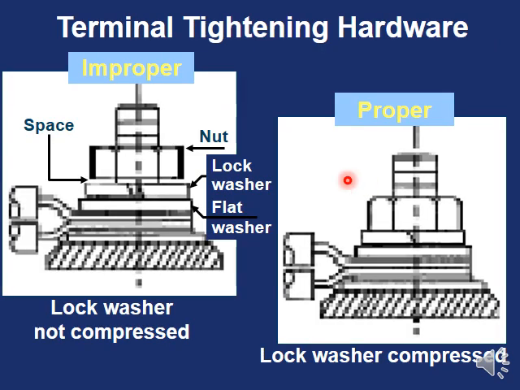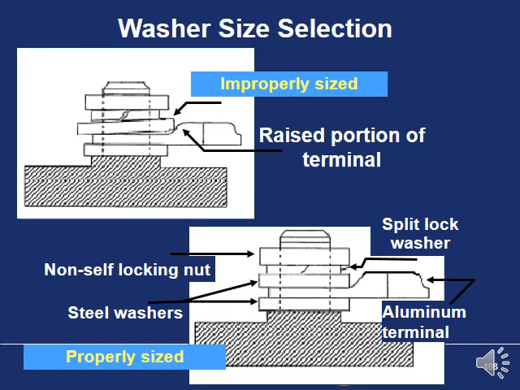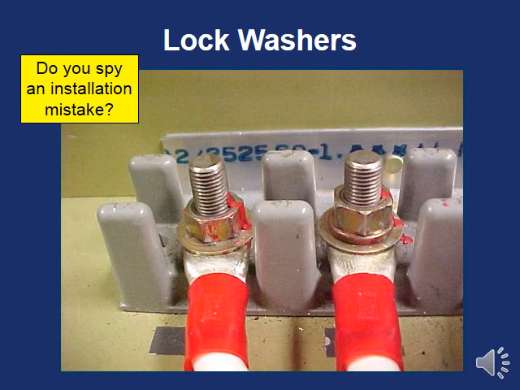So it's a little bit blurry to see this picture, but here we have a space between the nut and the rest of the washers. This is bad and it could cause arcing here. You want to make sure that the lock washers are fully compressed on with the terminals. In some cases, if your washer is a little oversized, it can cause a gap. So make sure that your washers are all the correct size when you're stacking them together.